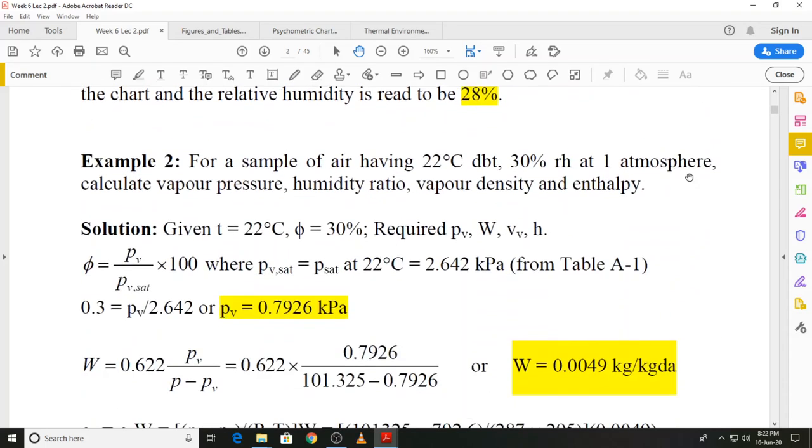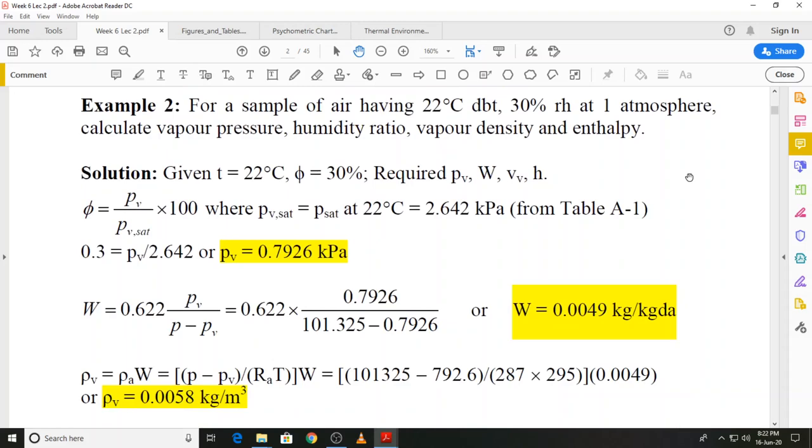I will now move on to the second example, and this time we are given an air sample again at atmospheric pressure of 1 atmosphere with a certain dry bulb temperature and relative humidity. That means we can locate the state and then obtain the other properties which are asked in the question. First, again we will do so by using equations, and this time we will start with the relative humidity.